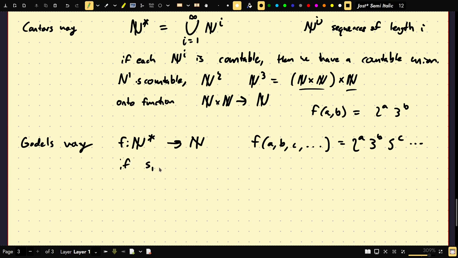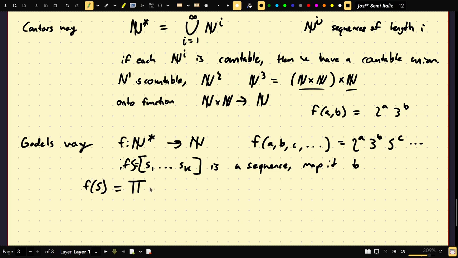To write it more explicitly, if S1 to SK is a sequence, let's call this whole thing S, then F of the sequence S is equal to the product of the ith prime to the SI, for I equals 1 to K. Integer factorization is unique, so this function is injective.